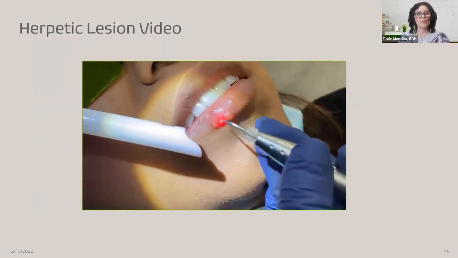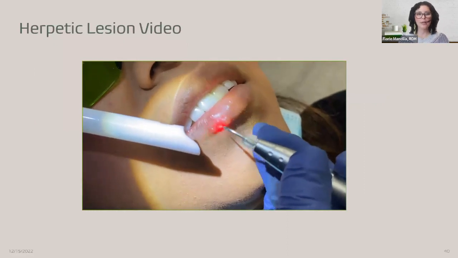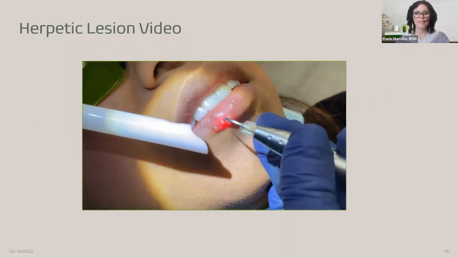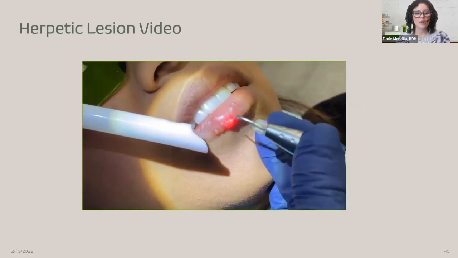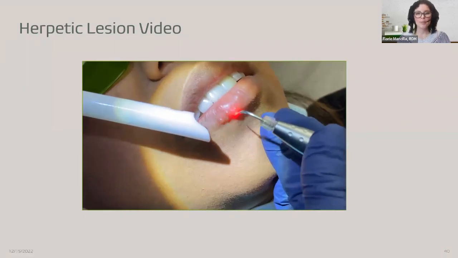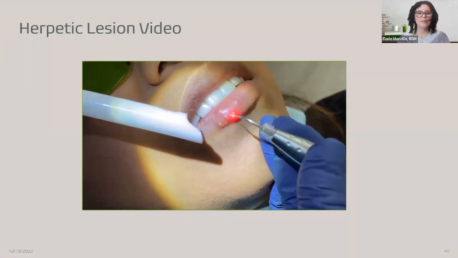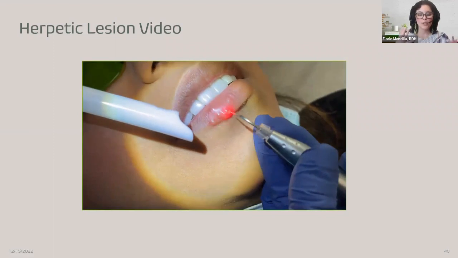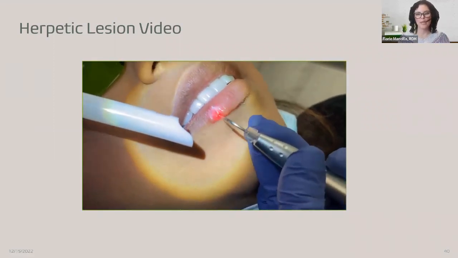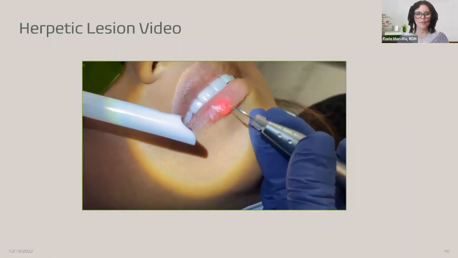And then this is an example of how we would use it on herpetic lesions. And I just want to point out that you're not coming in contact with the tissue at all. This is in a non-contact mode. So again, lesions like this were my turning point with laser use because I was like, oh, I'm not even touching the tissue and it's still getting benefits from the laser.